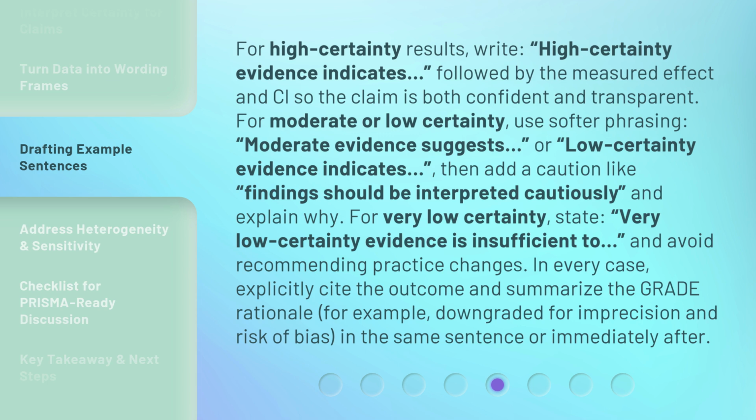In every case, explicitly cite the outcome and summarize the GRADE rationale, for example, "downgraded for imprecision and risk of bias," in the same sentence or immediately after.